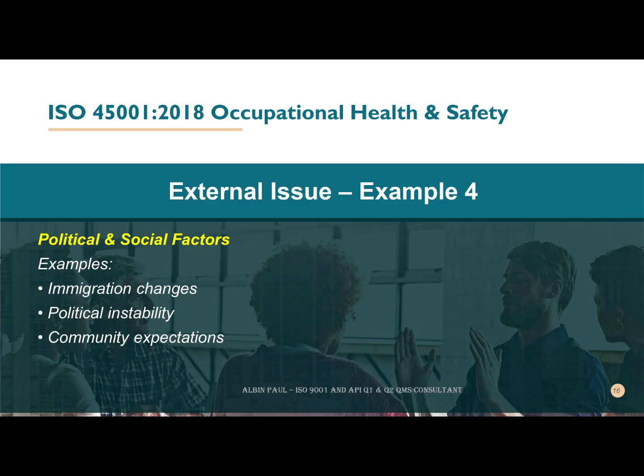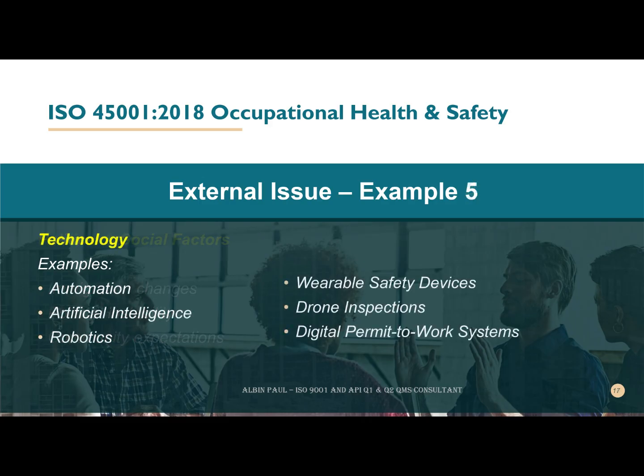Political and social factors. Political instability, labor shortage, migration, strikes, or social unrest can all affect workforce availability and workplace safety. Organizations operating internationally must constantly monitor these conditions. Technological factors. Technology evolves rapidly. Automation, robotics, artificial intelligence, wearable safety devices, drones for inspection, and digital monitoring systems are transforming the workplace. Organizations that embrace safety technology often reduce worker exposure to hazards. Those that fail to adapt may fall behind.